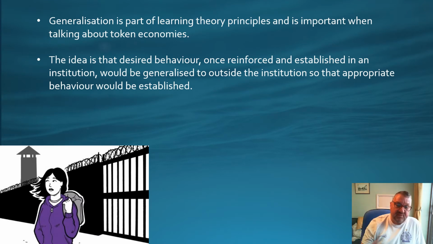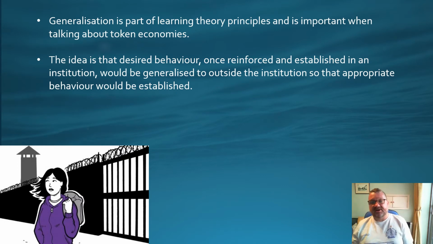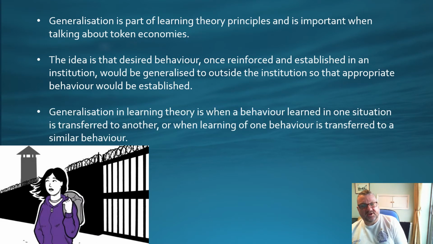So you have modified their behavior. When they are released, they know how to behave. Their antisocial behavior doesn't exist anymore. So that's what we mean by generalization. A behavior learned in one situation is transferred to another, or learning of one behavior is transferred to a similar behavior. That's what we mean by generalization in this milieu.